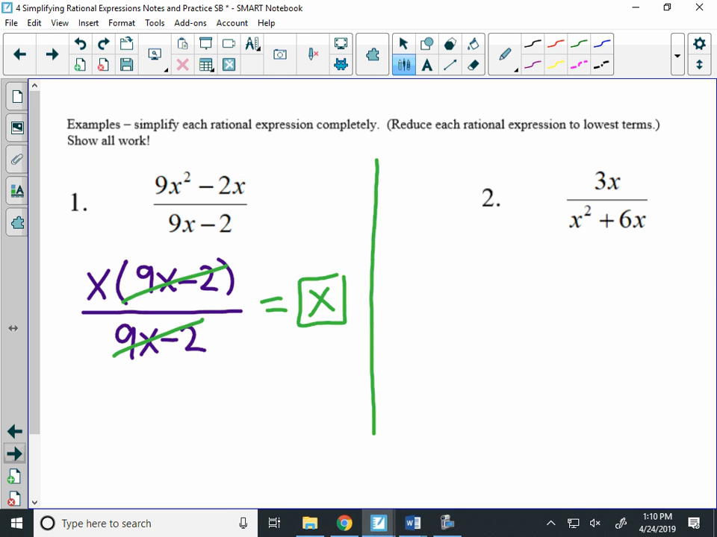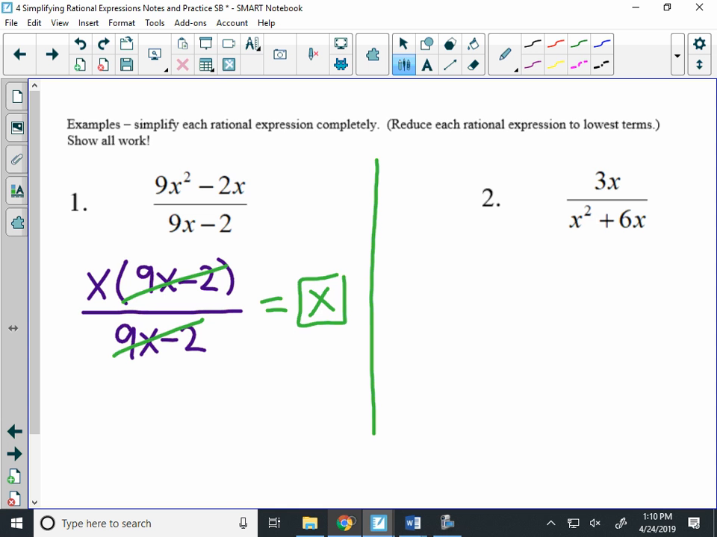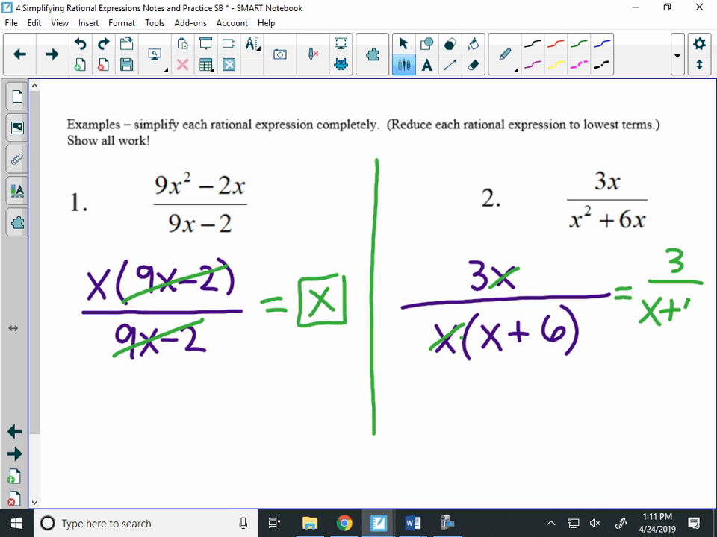Number 2 is actually the one that I had graphed right here. So this is the graph for number 2, which you'll do next year in pre-calc. But what we do in number 2, does the numerator 3x factor? No. So we'll leave 3x the same. How does x squared plus 6x factor? Pull out an x. So then I'll have x plus 6. What's going to cancel here? Hold on. I can only cancel things with the multiply. So here I could cancel this x and this x. But because there's a plus sign here, I'm going to leave that as x plus 6.